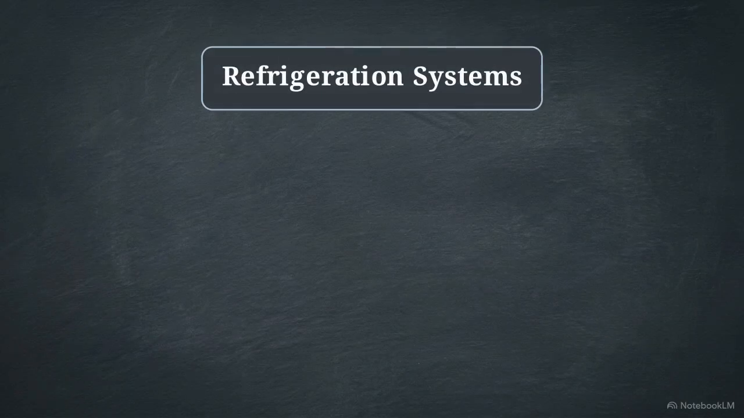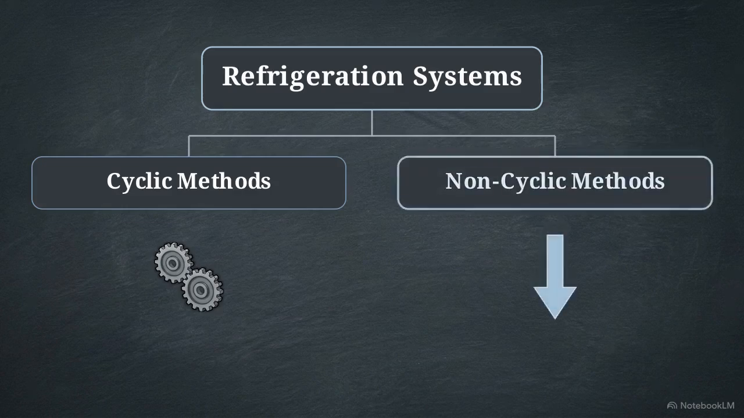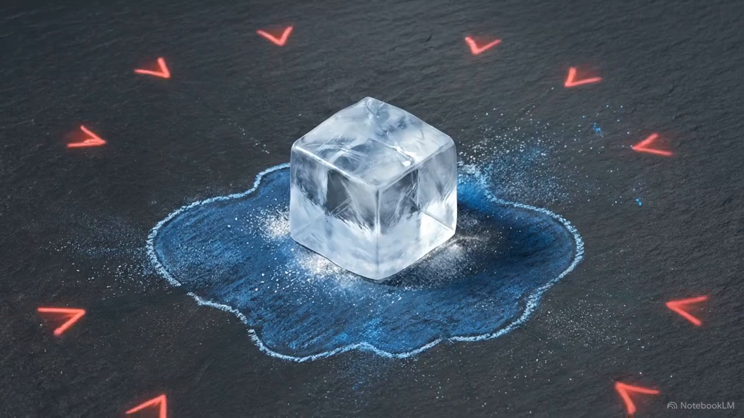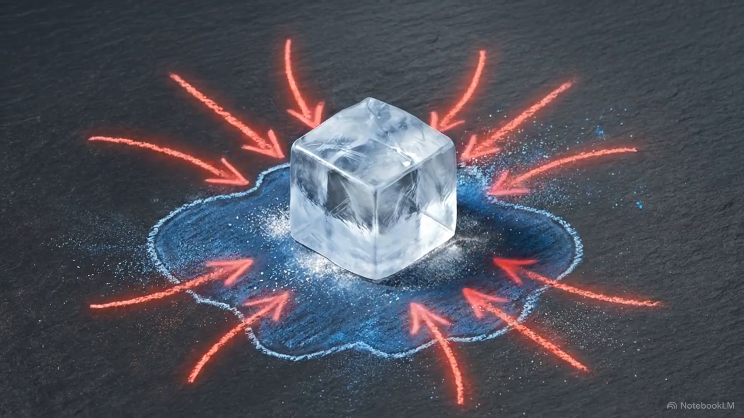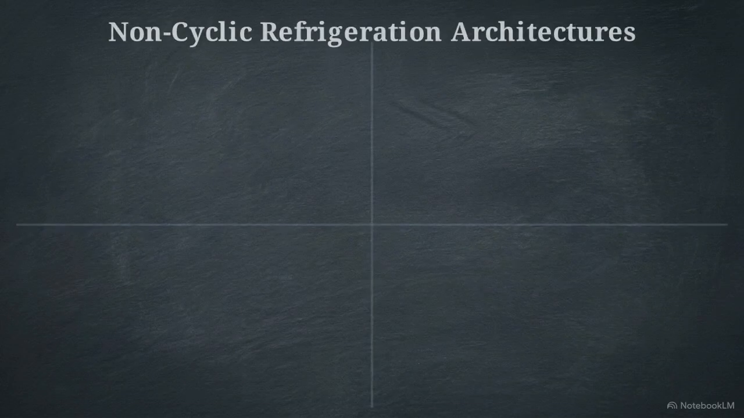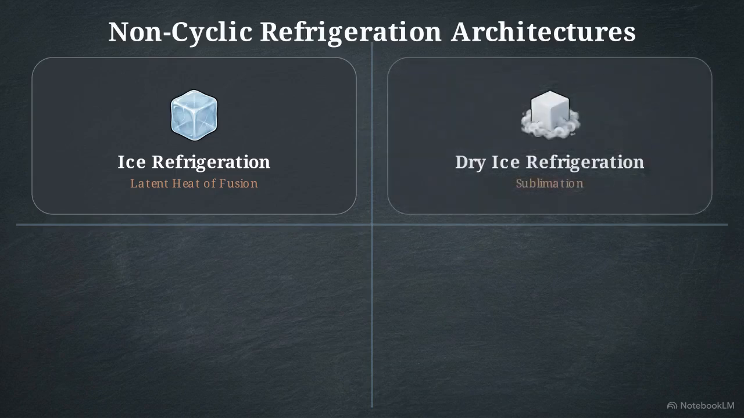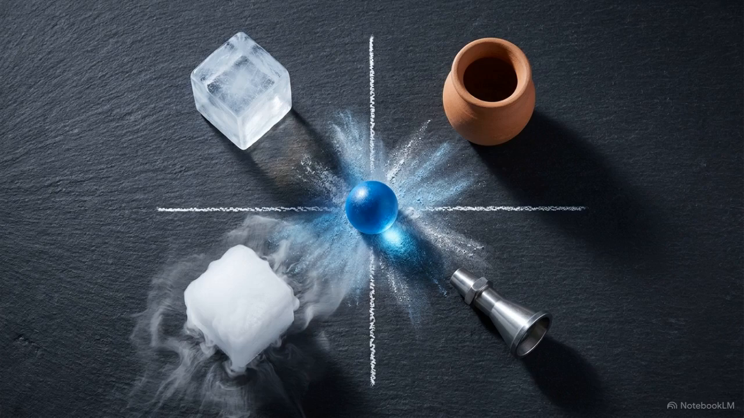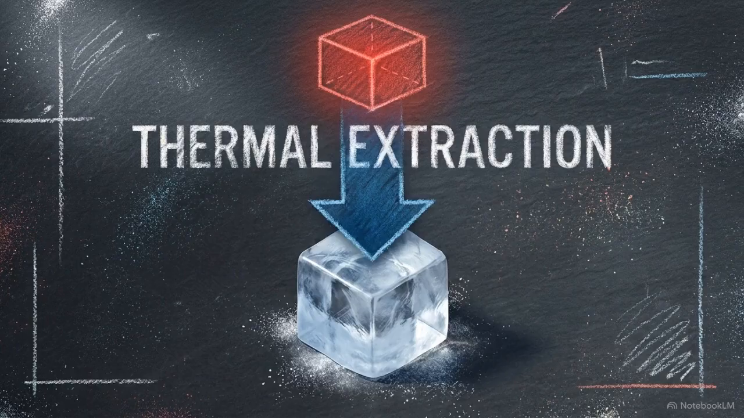To study this, we divide refrigeration systems into 2 primary categories: cyclic and non-cyclic methods. Non-cyclic systems do not use mechanical compressors or continuous loops of refrigerant. Instead, they rely on single-use physical state changes, where a substance naturally absorbs heat as it changes its form. Your syllabus covers 4 specific non-cyclic architectures. We will examine ice refrigeration, dry ice, evaporative refrigeration, and steam jet refrigeration. All 4 of these methods rely on a single thermodynamic mechanism. They exploit phase changes to act as a one-way thermal sink.